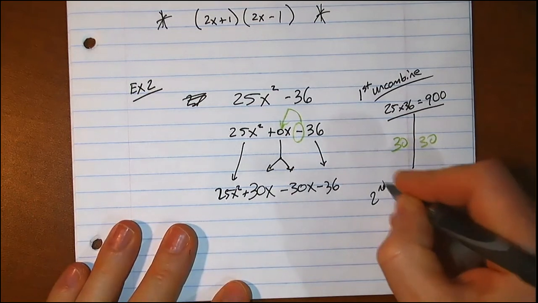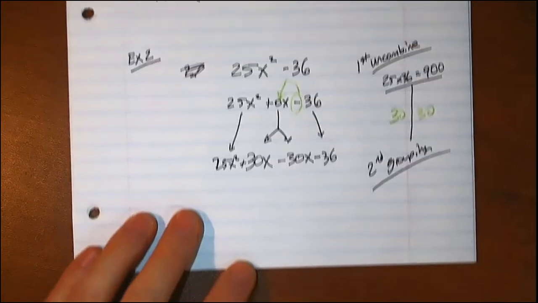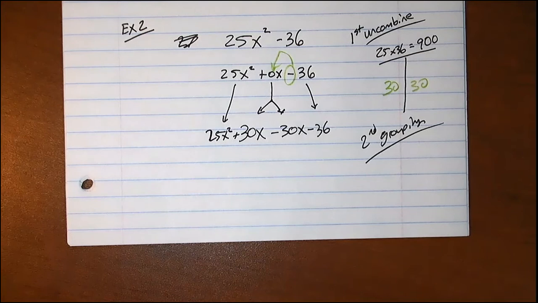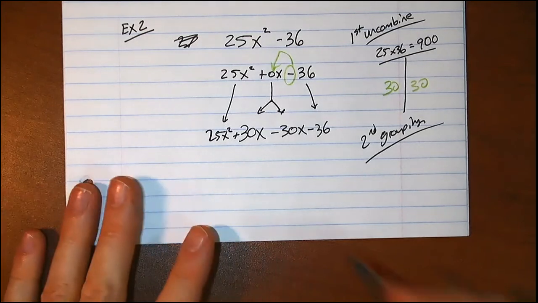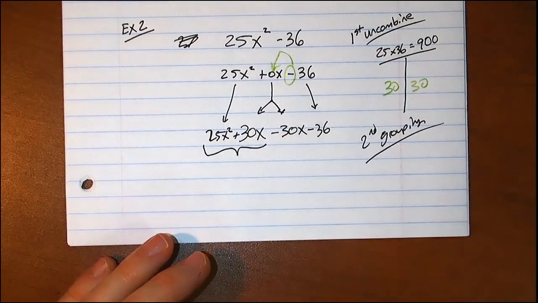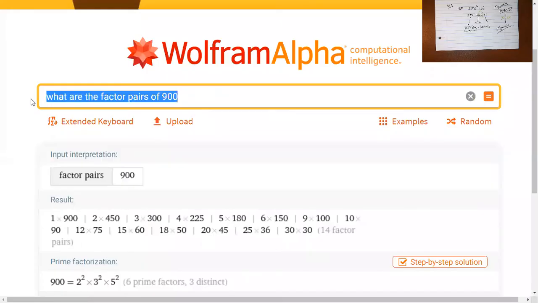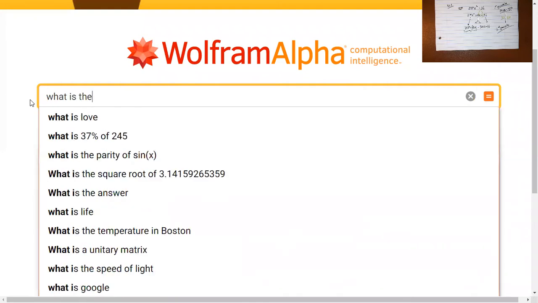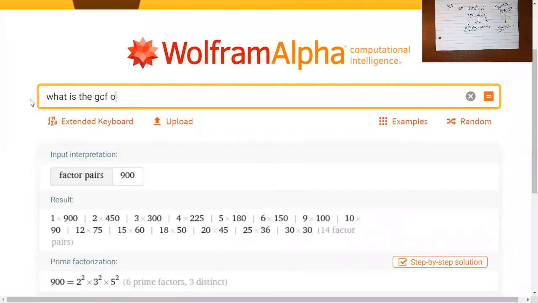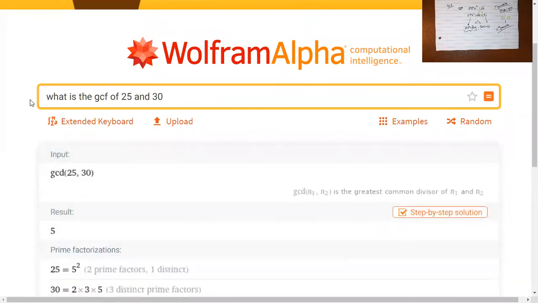All right, so now I move on to my second step, which is grouping. Again, I've got some bigger numbers. Maybe these are numbers that you can do in your head, maybe not. But if you're not sure what the greatest common factor is between 25 and 30, we can always go back to Wolfram Alpha. In fact, since I have it open right now, I'm just going to go back to it anyway. So even though maybe we can do this in our head, what is the greatest common factor, GCF, of 25 and 30? And the greatest common factor is a 5.